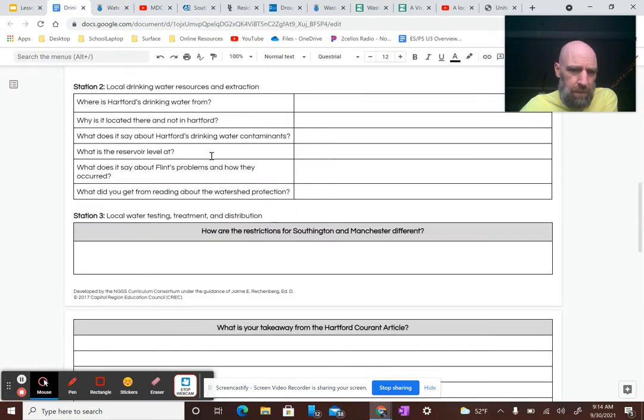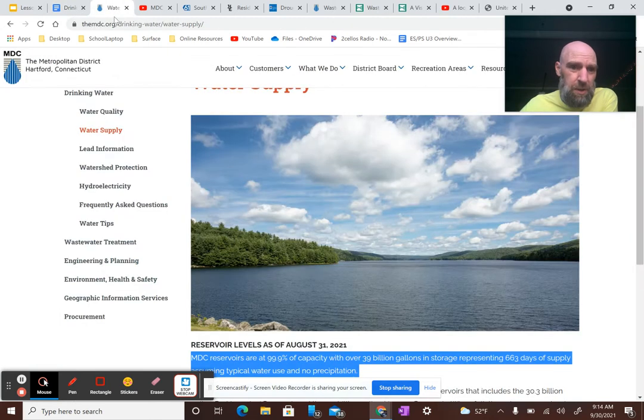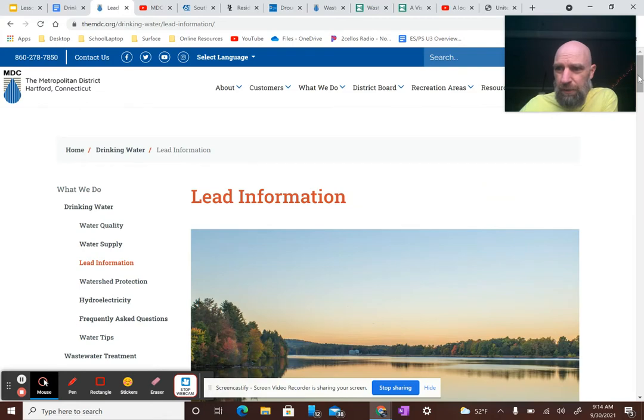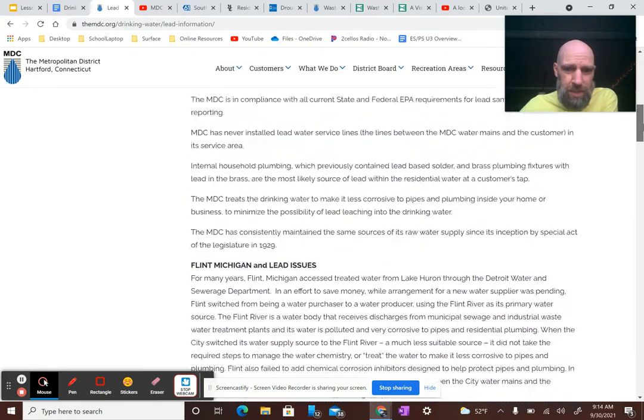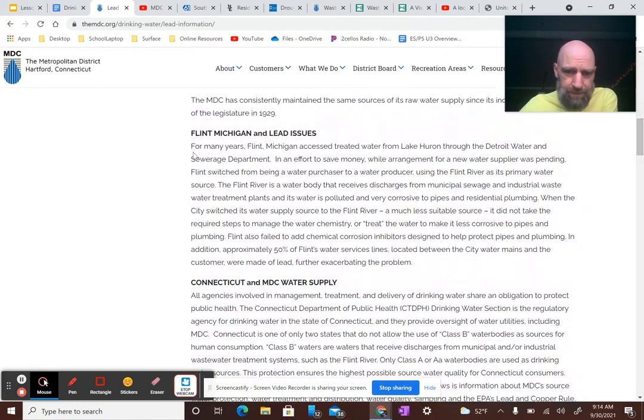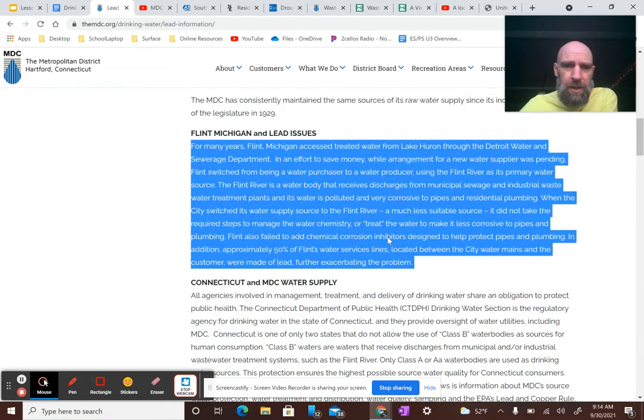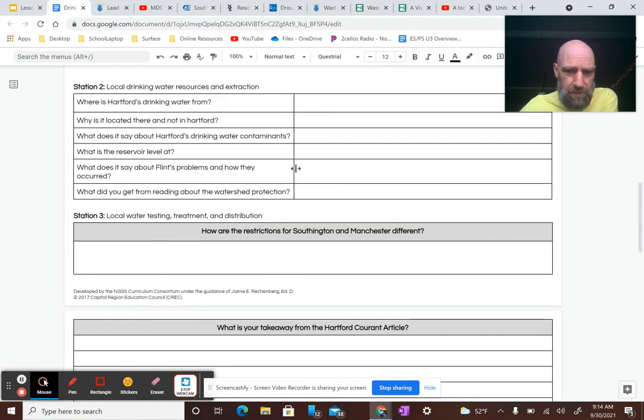All right. What does it say about Flint's problem and how they occurred? That's going to be underneath the lead stuff because Flint had a problem with lead in the pipes. So for this, what you're going to have to do is click on lead information there, go down to here, just give that paragraph a read, and that should tell you the answer for this one.